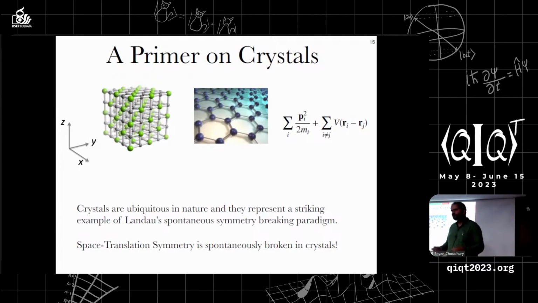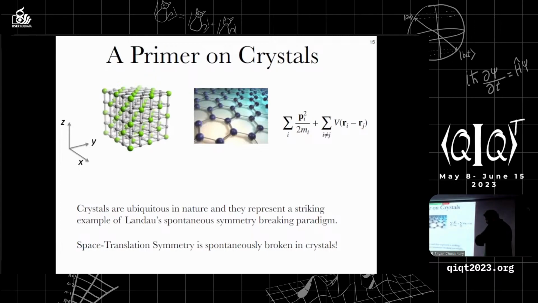So we spend all of our condensed matter 1 course studying crystals, and the crystals emerge because you have a Hamiltonian which is translation invariant, but this translation symmetry is spontaneously broken in a crystal. So this is one of the very paradigmatic examples of the spontaneous symmetry breaking paradigm.